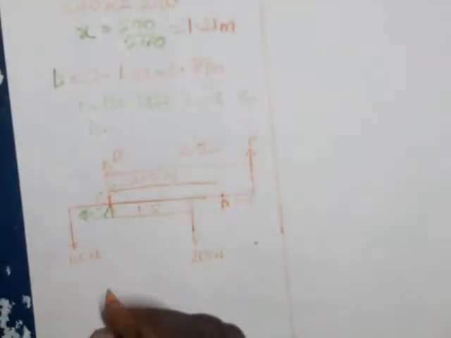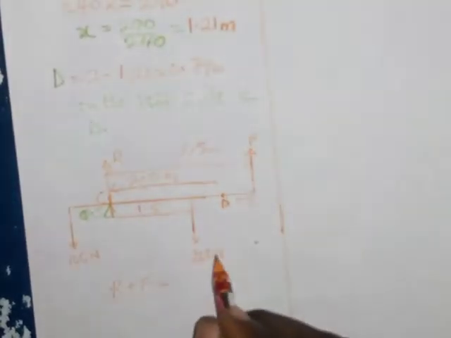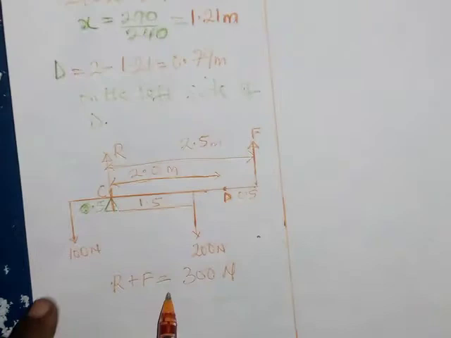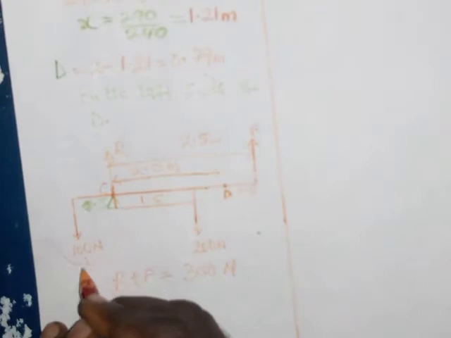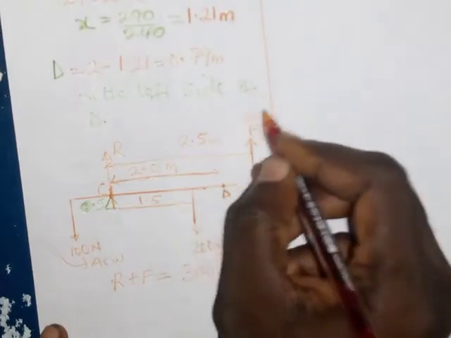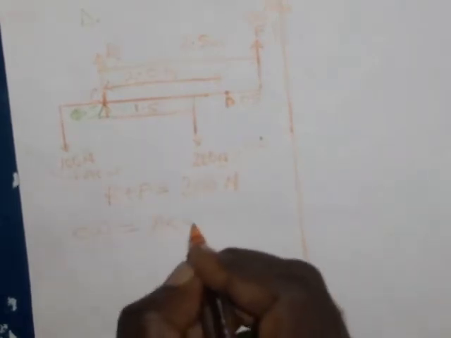Now we know that the sum of the upward forces must also be equal to the sum of the downward ones. So it means that R plus F must be equal to 100 plus 200. That's 300 Newton. So taking moment about C again, let's get our clockwise and anti-clockwise moments. If I take moment about this, definitely this is going to be anti-clockwise, and this is going to be clockwise. This is going to be anti-clockwise. So the moment due to this force is going to be anti-clockwise. Now again, we know that clockwise moment must be equal to anti-clockwise moment.